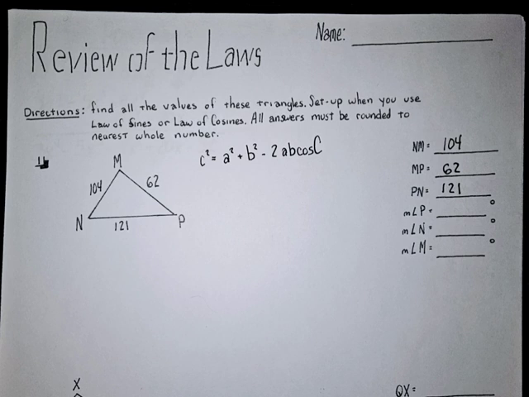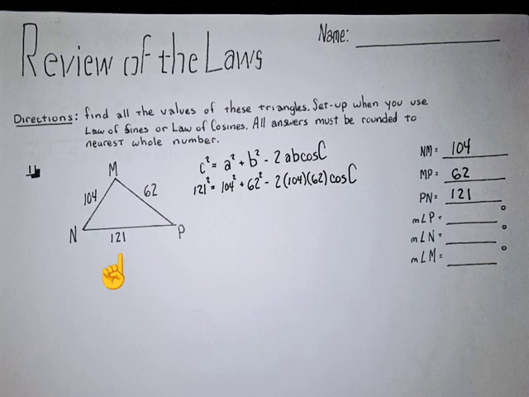So, law of cosines. C squared equals A squared plus B squared minus 2AB cosine C. It'll be on the board, don't worry. We can choose any angle that we want, but I chose 121 NP. The reason behind that, I want to pick the biggest one so I don't have to worry about angles and sides coming back to haunt me. So NP was 121, so A and B are the other two. So we got 121 squared equals 104 squared plus 62 squared minus 2 times 104 times 62 cosine big C.